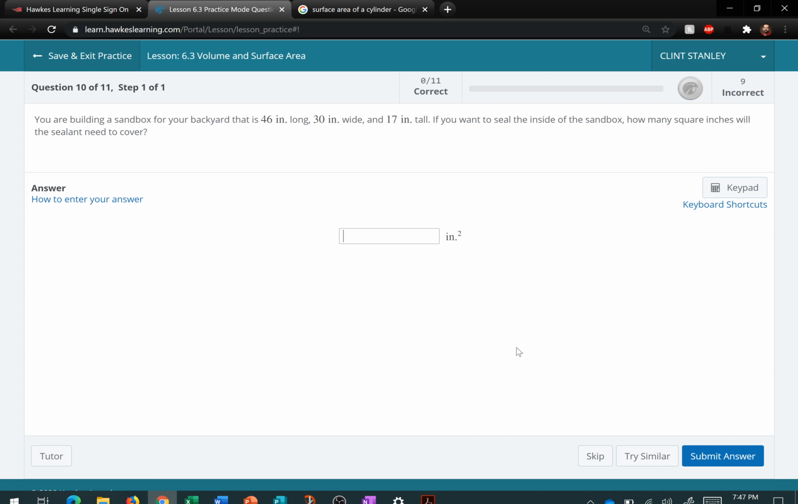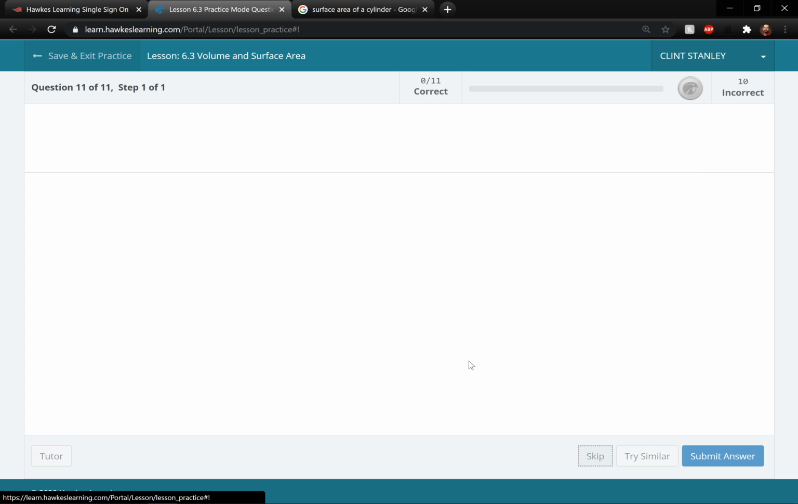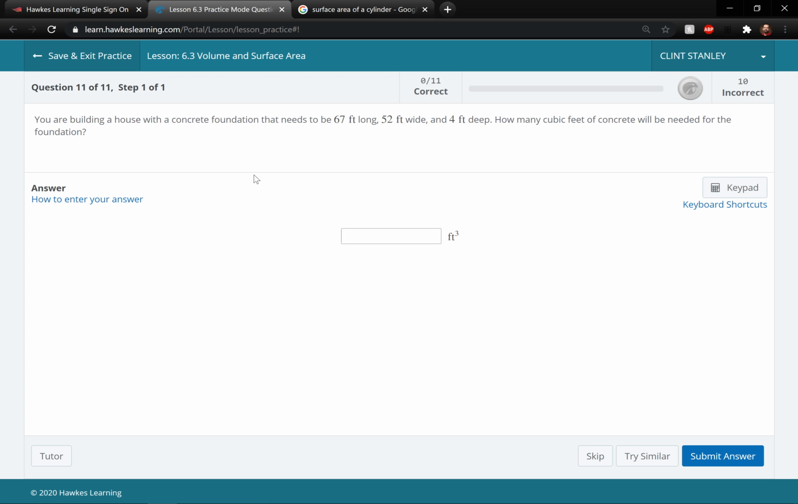Okay. One more here. Oh, and this one's a nice, easy one to end on. How many cubic feet of concrete do we need for this foundation? It gives us the dimensions. They're all in feet. So it's a rectangular solid. So guess what? We just multiply 67 times 52 times 4. We'll figure out how many cubic feet of concrete we need.